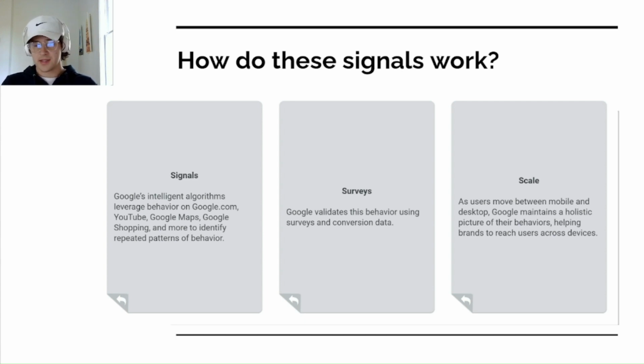And then the last piece for how these signals work is scale. So as users move more between mobile and desktop, Google is able to maintain a holistic picture of their behaviors, helping brands reach users across a lot of devices, right? So Google is able to find the types of behavior you use online, use surveys and conversion data to confirm that behavior, and then scale these media campaigns across desktop and mobile and find these users where they're at.